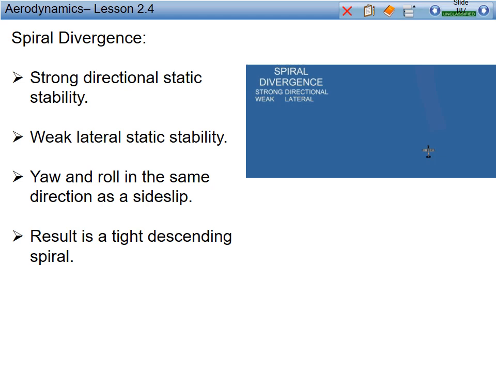A yaw and roll will happen in the same direction as the side slip. Since the airplane has weak lateral stability, the airplane will continue to roll in the direction of that side slip. Due to the strong directional stability, the airplane will remain in control. Pilot control is required to get a plane out of spiral divergence.